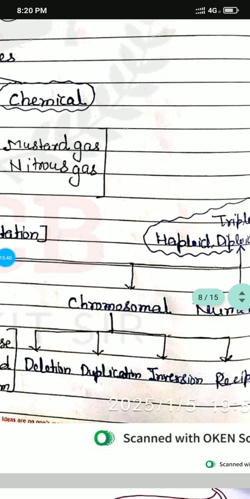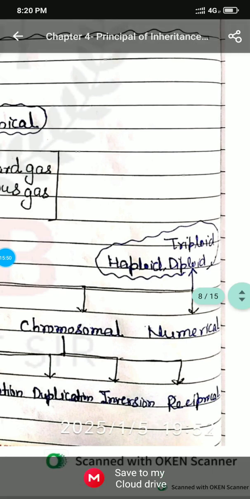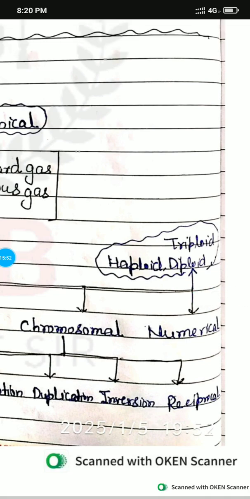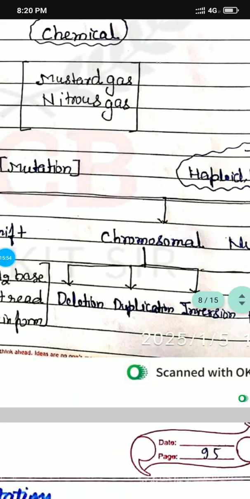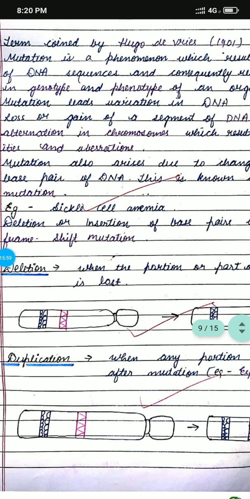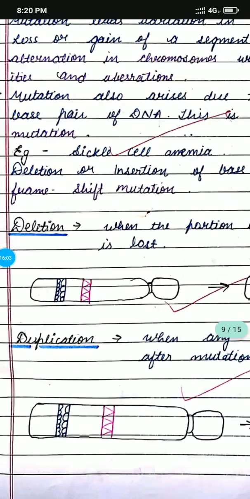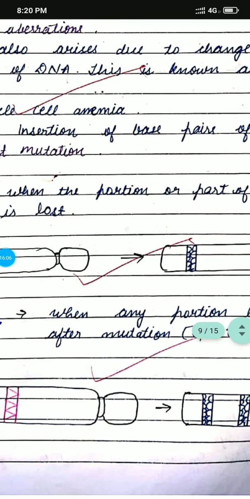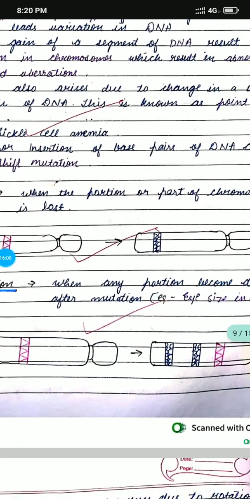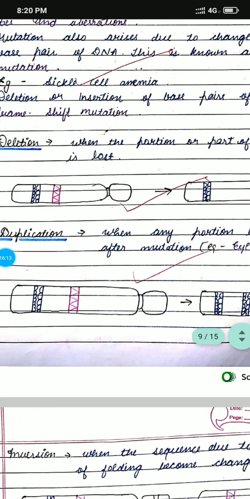If we go for the chromosomal type, it consists of four things: deletion, duplication, inversion, reciprocal. And if we go for the numerical type, it is of three types: haploid, diploid, and triploid. Let's go for deletion first. Deletion is when a portion or part of a chromosome is lost. Here you see the diagram and one part is lost.